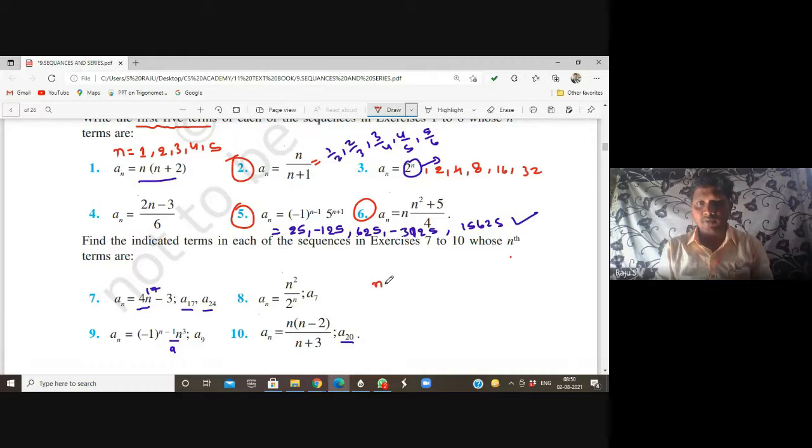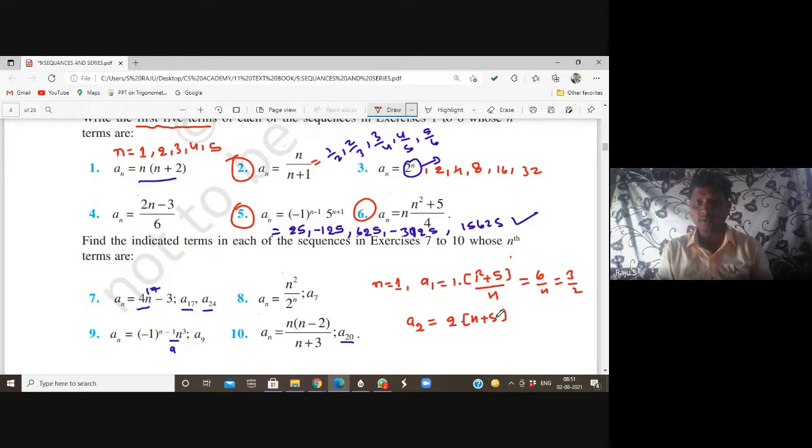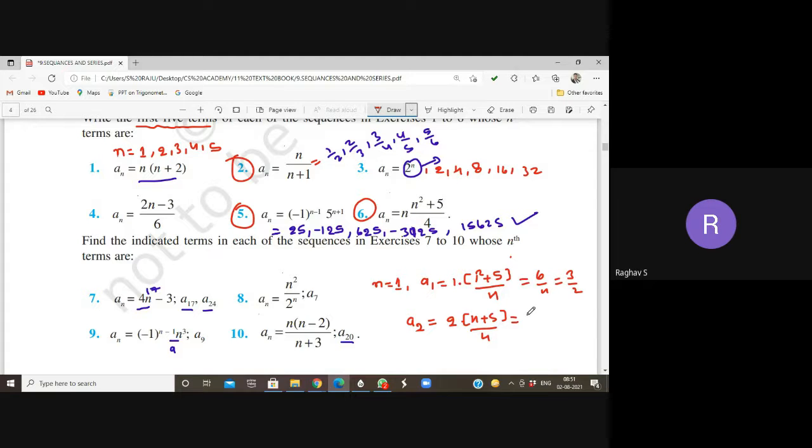See, shall I do here? When I substitute n is equal to 1, A1 is 1 into 1 square plus 5 by 4, nothing but 6 by 4, nothing but 3 by 2. This is the first term. Second term, A2, 2 times of 4 plus 5 by 4. 18 by 4 equal to 9 by 2.